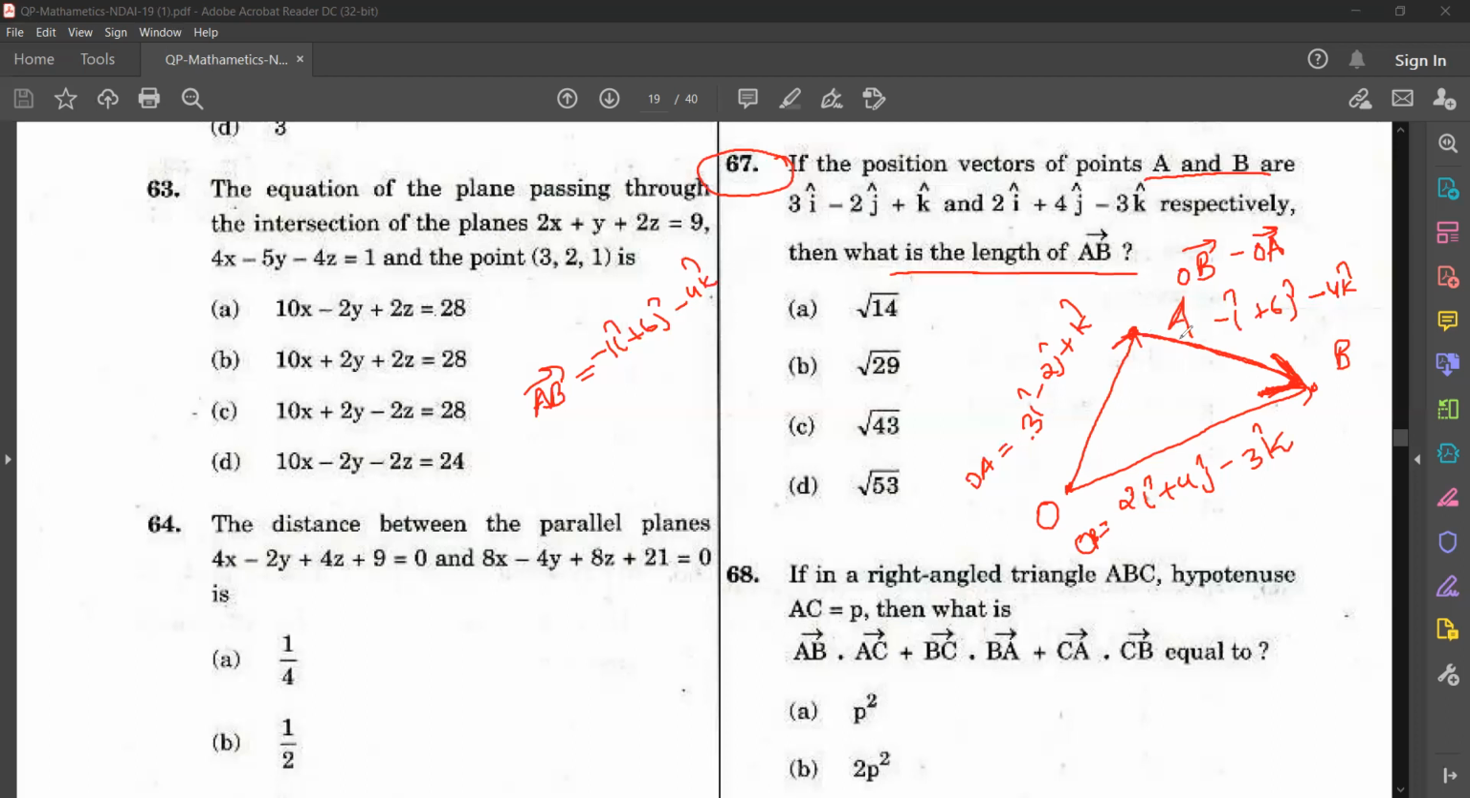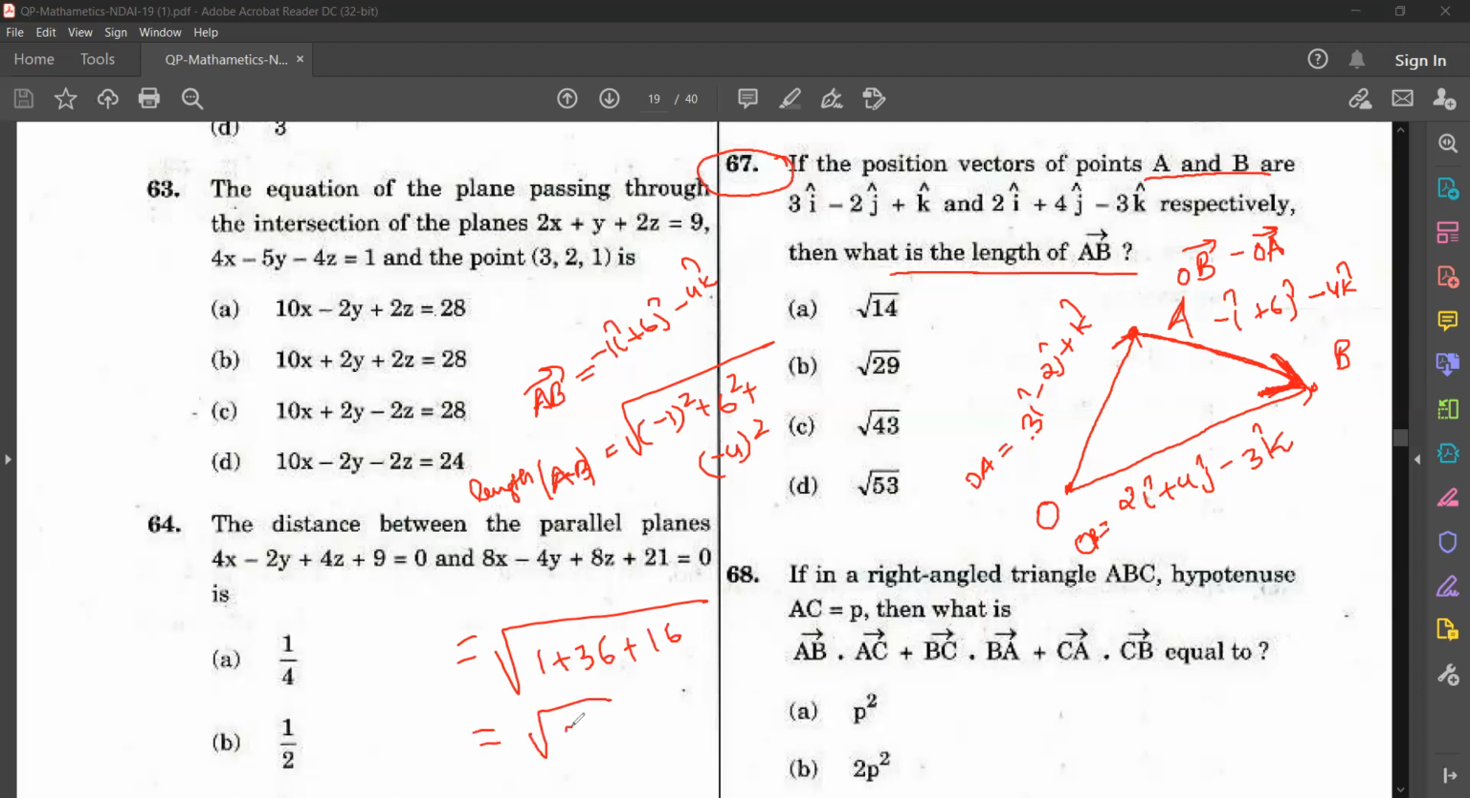So you have to find the length of AB vector. How to find the length of AB vector? Length of AB vector is just the magnitude of AB vector. Magnitude of AB vector is root of minus 1 square plus 6 square plus minus 4 square. So that is root of 1 plus 36 plus 16.